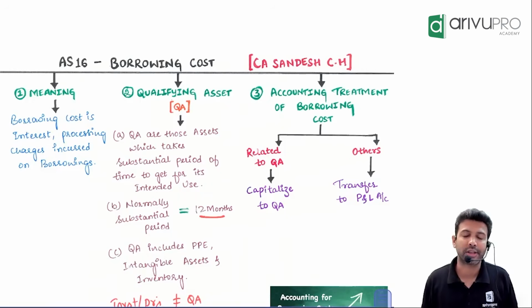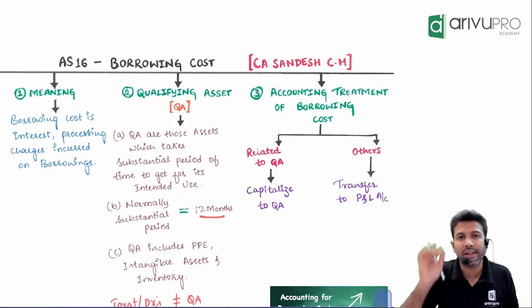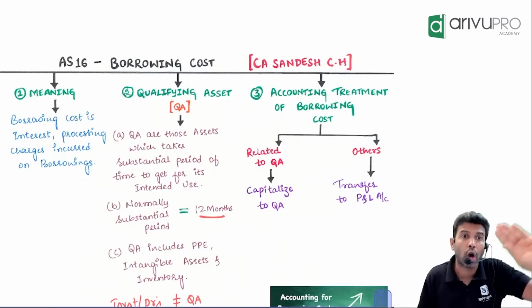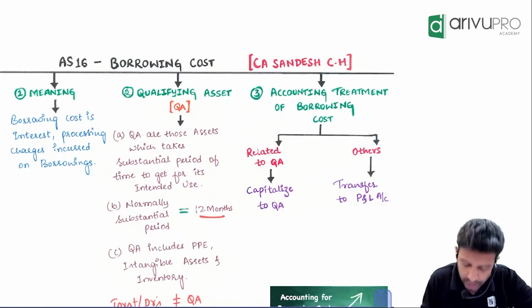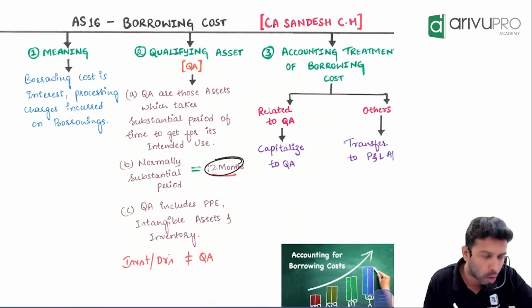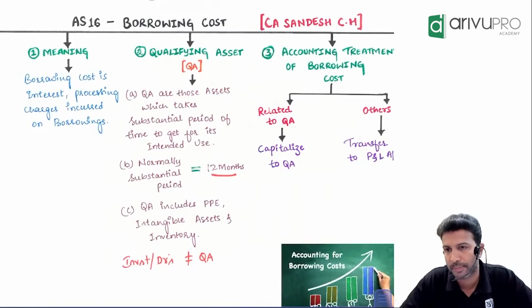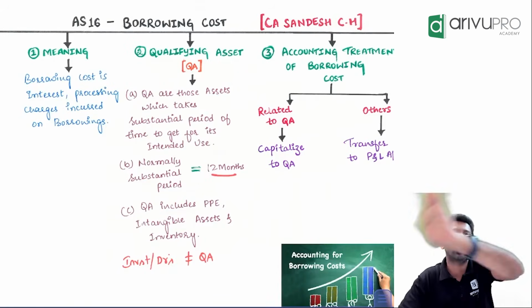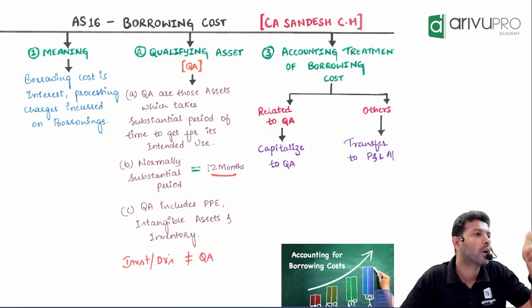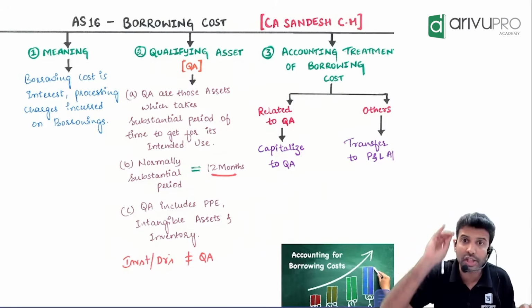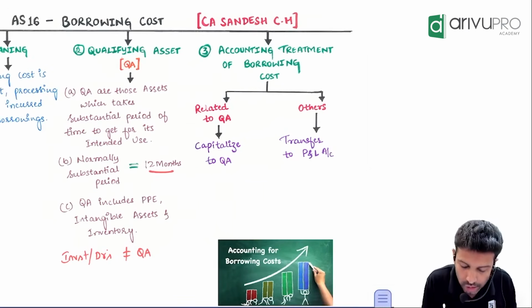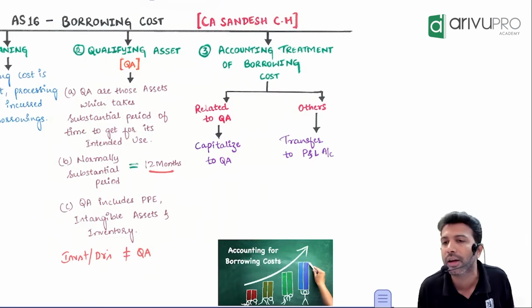Sir, how much time? AS16 says, if an asset is taking 12 months or more to get ready to use, then automatically it will become a qualifying asset. Any asset which takes 12 months or more to get ready is a qualifying asset. And such a qualifying asset's borrowing cost you will not transfer to P&L but capitalize.